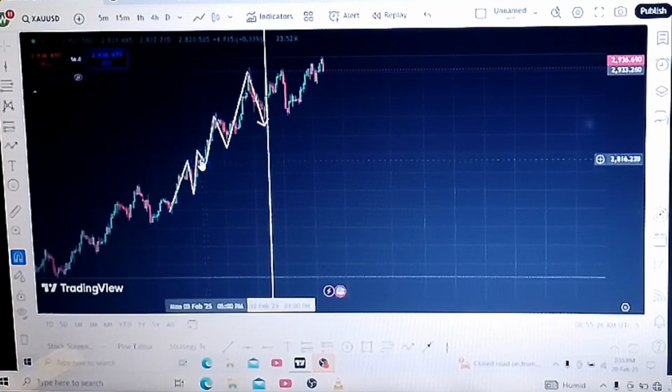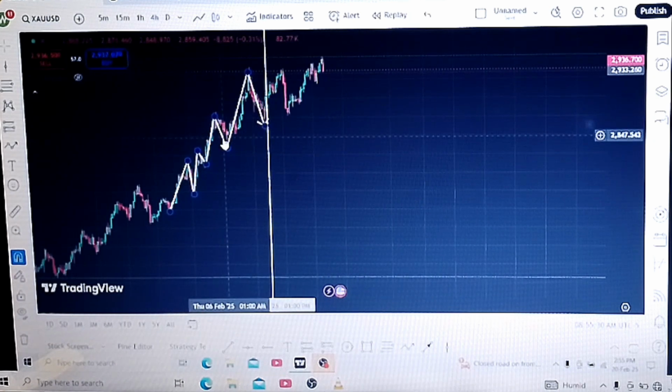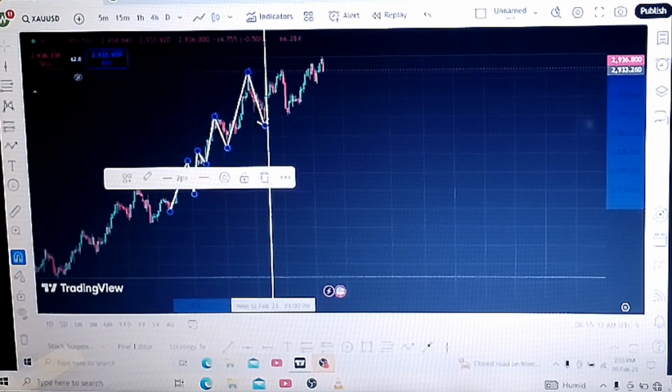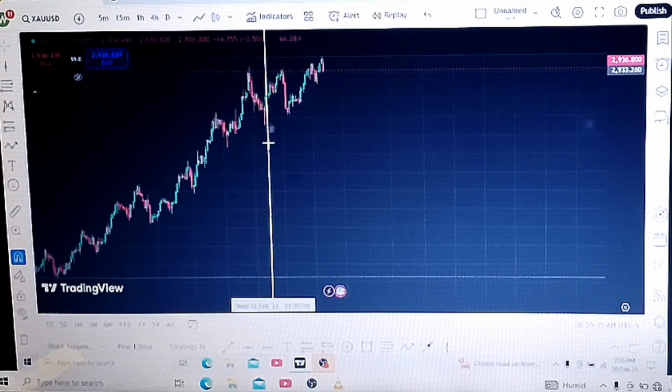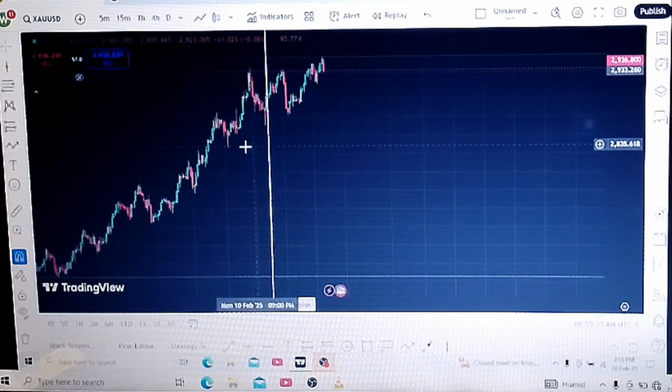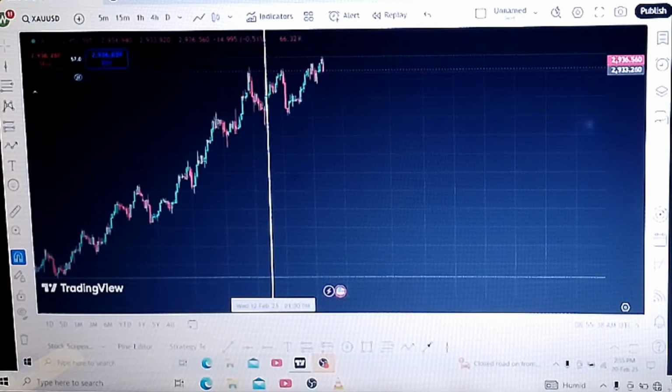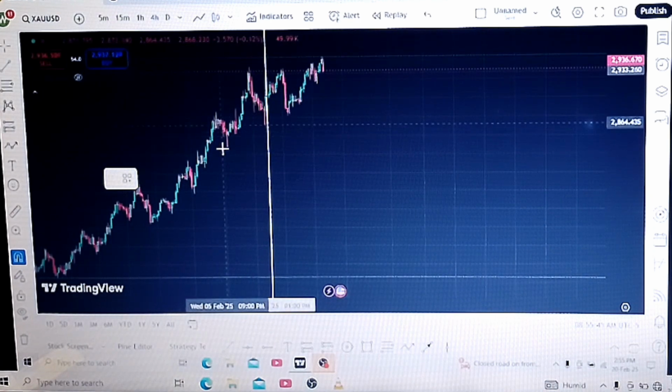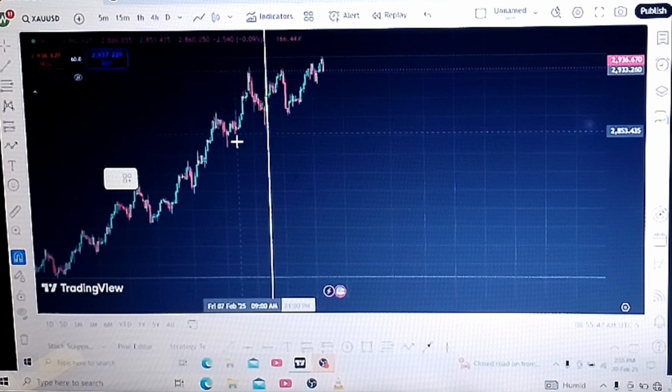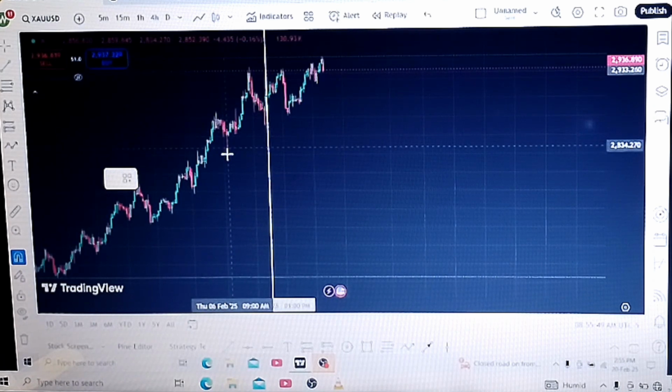So I will remove this white line we used to identify the uptrend. I want to remove it now. So what do you do in order to enter a trade? Draw your trend line. I'm not going to use much confirmations. Let me just make it straight to the point. Your line should touch at least the first and second.